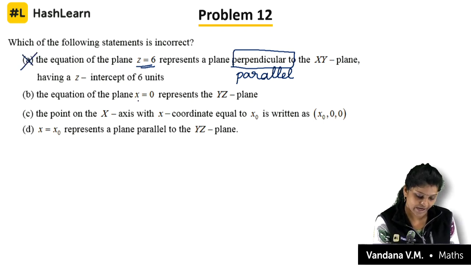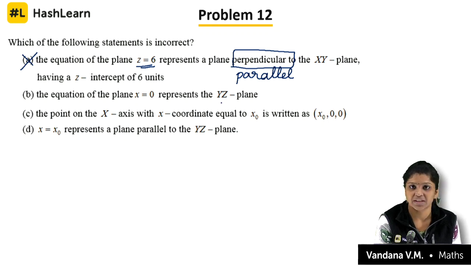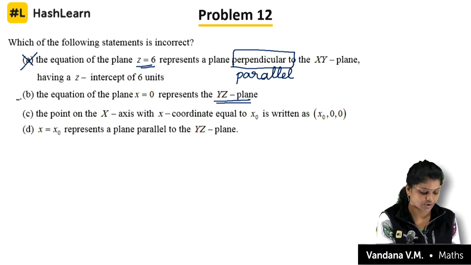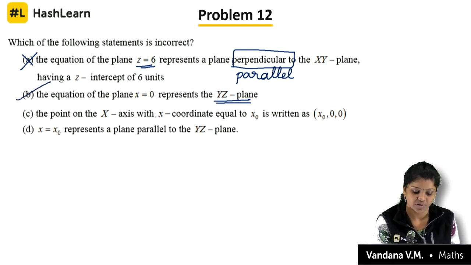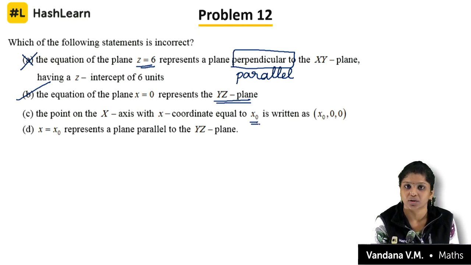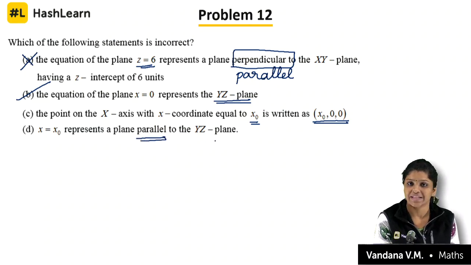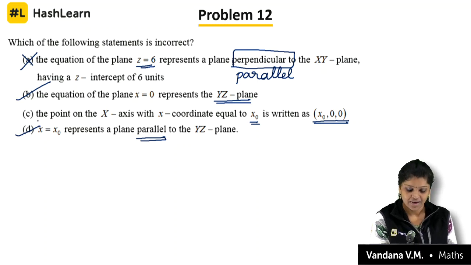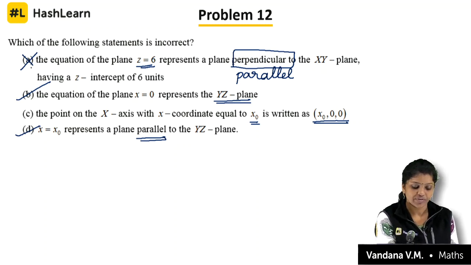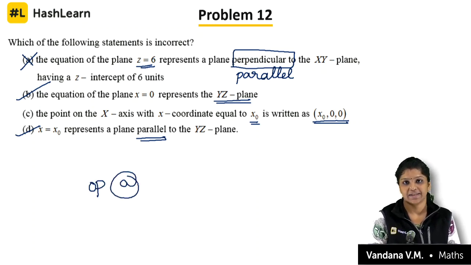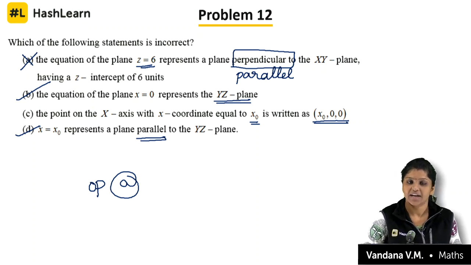The equation of a plane x is equal to 0 represents the YZ plane, isn't it? In the YZ plane, the x coordinate becomes 0, yes, true. The point on the x-axis with x coordinate equal to x0, the y and z coordinates become 0. Now, x is equal to x0 represents a plane parallel to the YZ plane, yes, correct. So only which is wrong here? Option A is wrong. The remaining statements are correct. So any doubts? No, right? Understood? Okay, good.